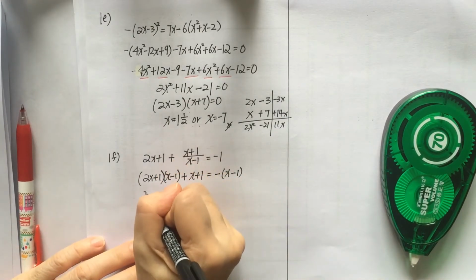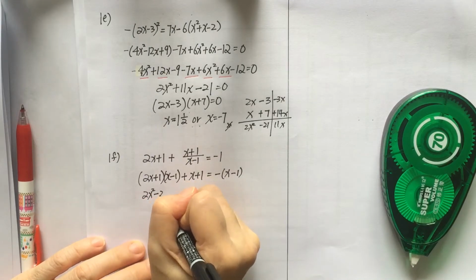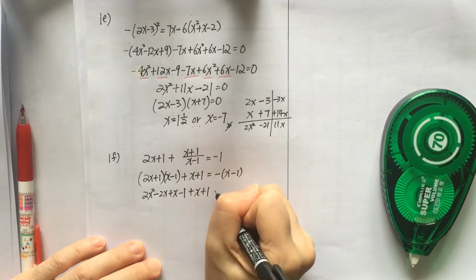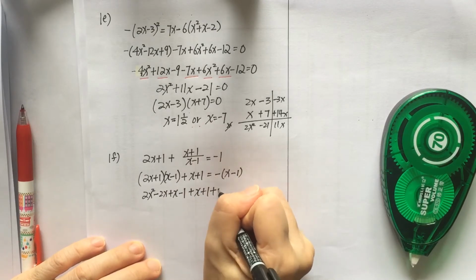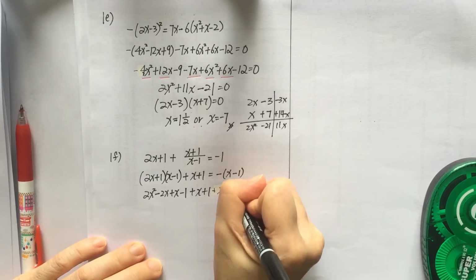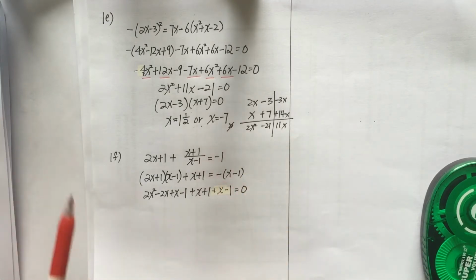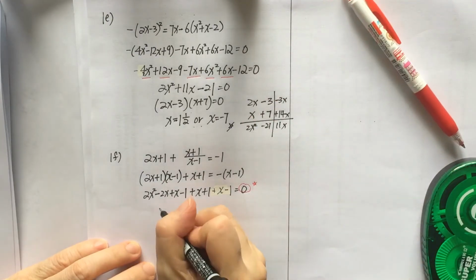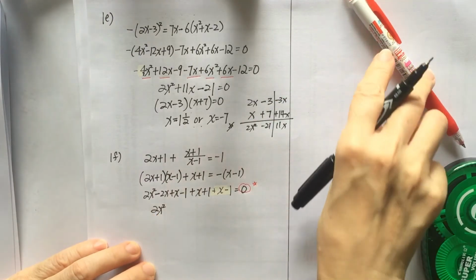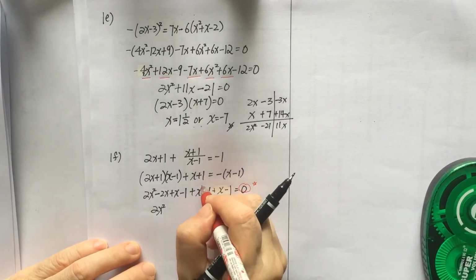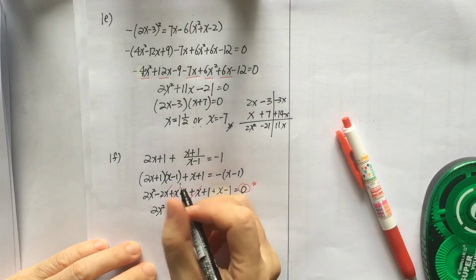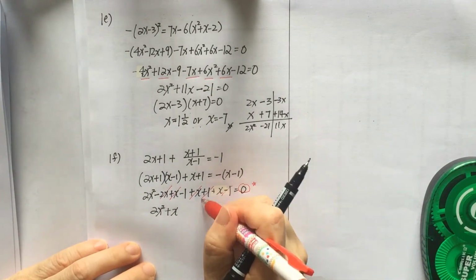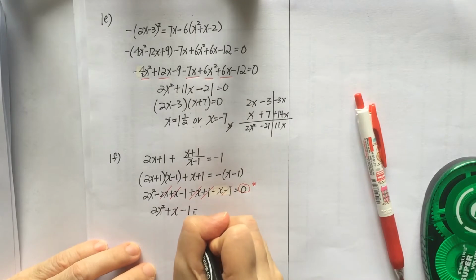Then I expand this part, 2x squared minus 2x plus x minus 1 plus x plus 1, minus become plus, and then plus become minus, and then plus become minus, and 0. Okay, see, I'm getting one side to be 0. Okay, so I have 2x squared. So this and this cancel out, so I have plus x. Okay, and then this and this cancel out, so I left with minus 1 equals to 0.